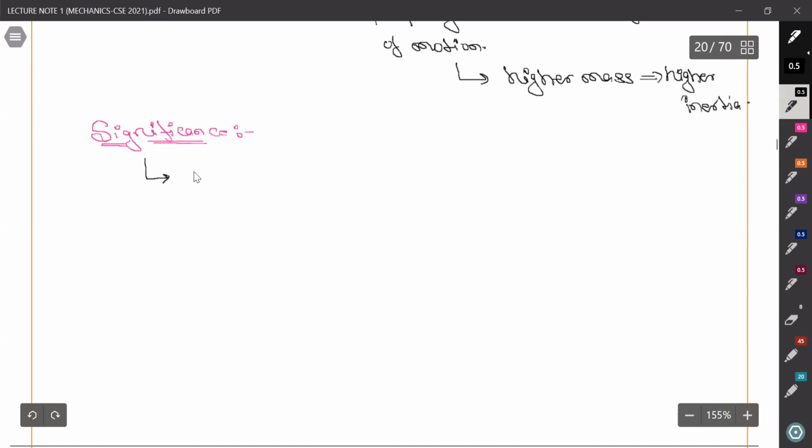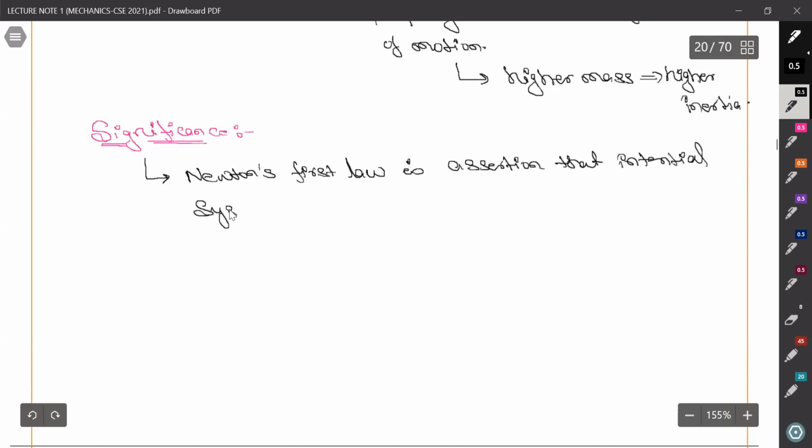Newton's first law is clearly asserting that inertial systems exist. We're not going so deep into this.